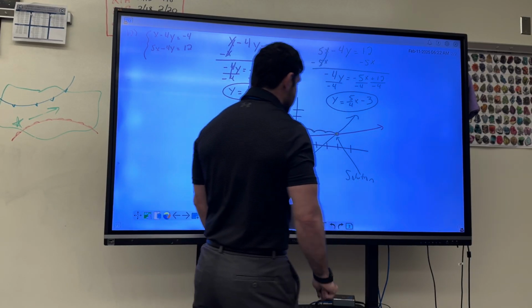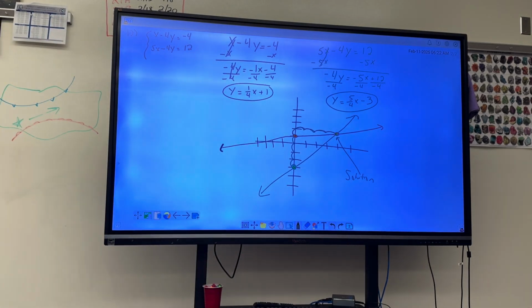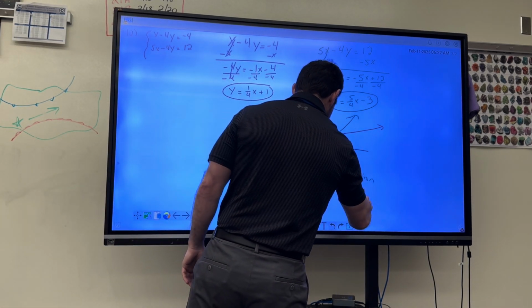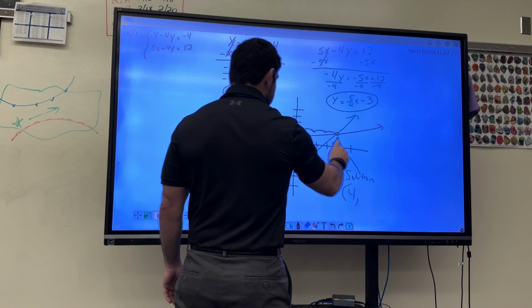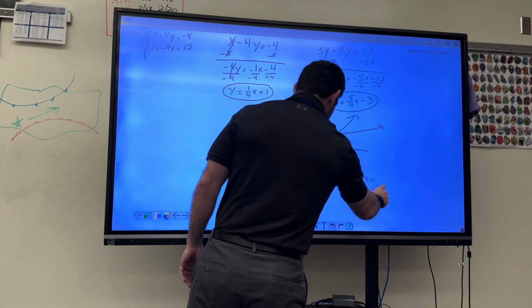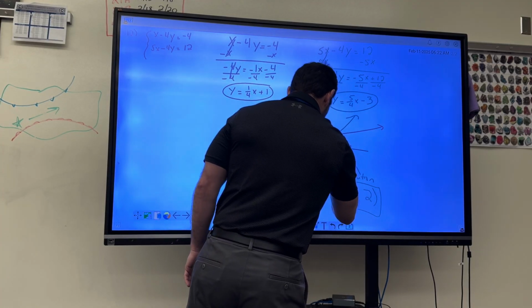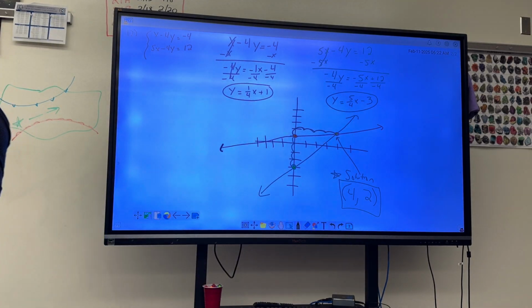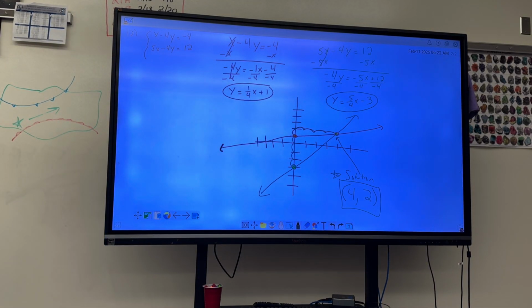How do I know that that's my solution? Where the two lines intersect is my solution. That is 1, 2, 3, 4, up 1, 2. On your quiz, you're going to need to have an ordered pair. Circling it, starring, whatever you need to do, but you're going to have an ordered pair for the quiz. What questions do you have?